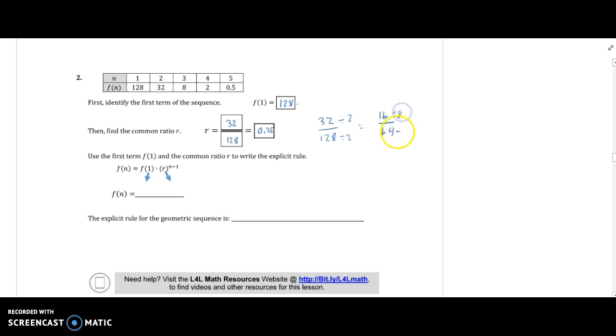Oh, I know, I can divide this by 8. So that gives me 2 over 8, and then I can divide this by 2 one more time. That gives me 1 over 4, which really is the same thing as 0.25. So it doesn't matter. You can use 0.25 or you can use a fraction. Just depends on what your teacher wants also. Okay, so now we have that our f of 1 is 128. Our r is 0.25. And then we just do to the n minus 1. So the explicit rule for the geometric sequence is 128 times 0.25 to the n minus 1. Or we can also do the fraction one, 128 times 1 over 4 to the n minus 1.